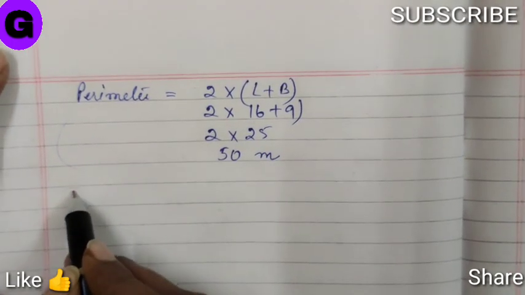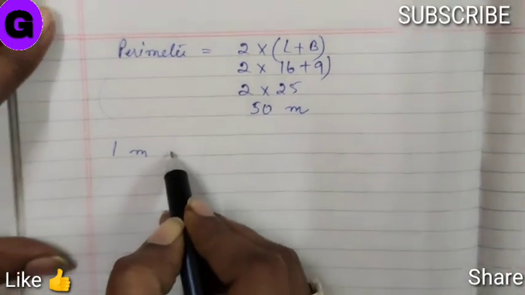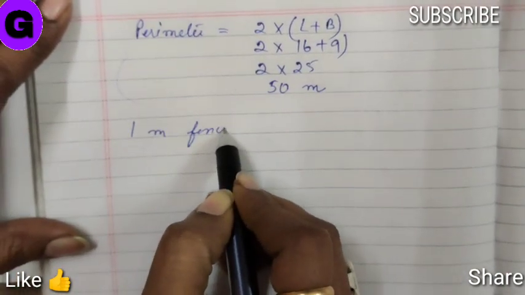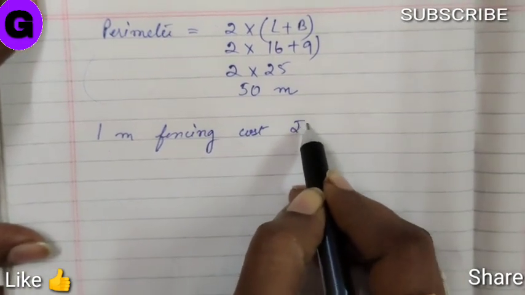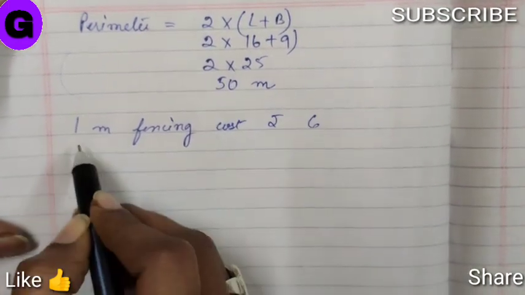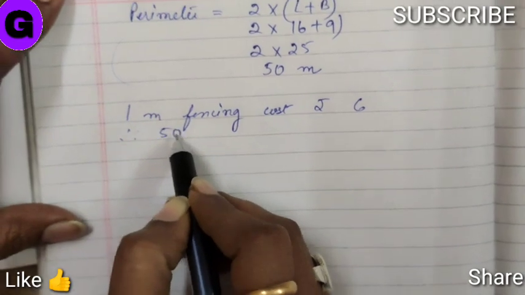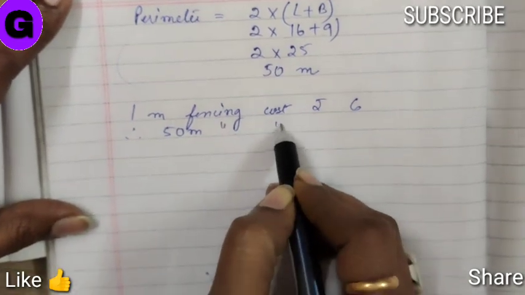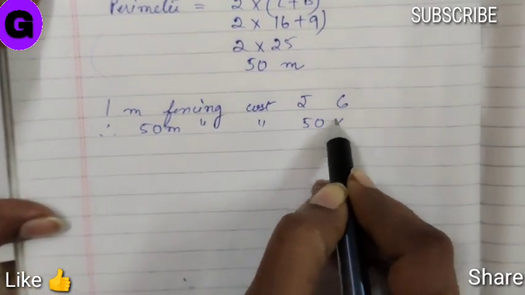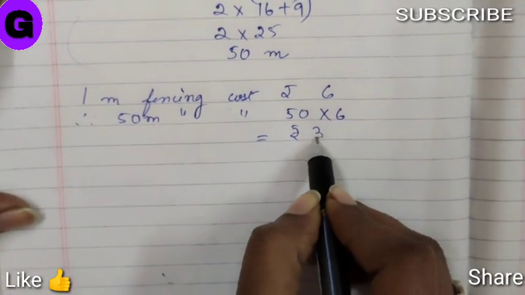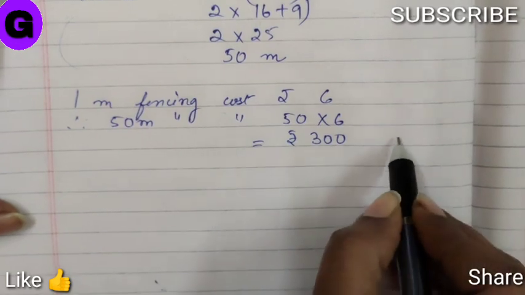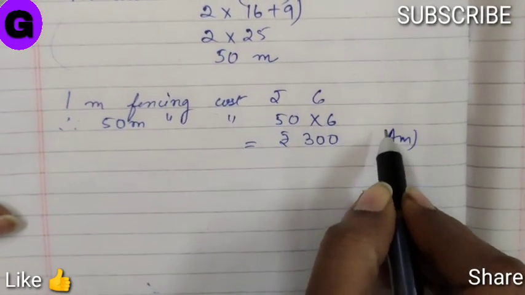So now we have to find the cost of fencing it at the rate of rupees 6 per meter. So 1 meter fencing costs rupees 6. Therefore, 50 meter fencing costs 50 into 6. That comes down to rupees 300. So this is the answer.